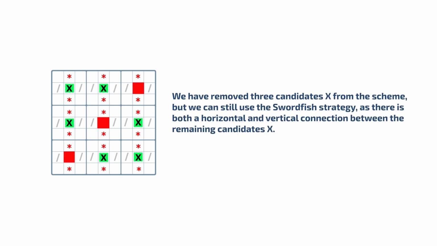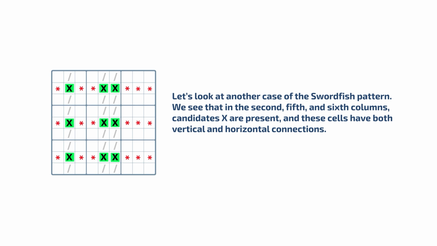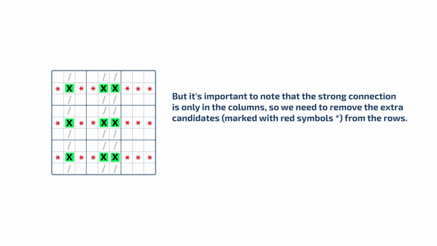We have removed 3 candidates X from the scheme, but we can still use the swordfish strategy, as there is both a horizontal and vertical connection between the remaining candidates X. Let's look at another case of the swordfish pattern. We see that in the 2nd, 5th, and 6th columns, candidates X are present, and these cells have both vertical and horizontal connections. But it's important to note that the strong connection is only in the columns, so we need to remove the extra candidates, marked with red asterisk symbols, from the rows.